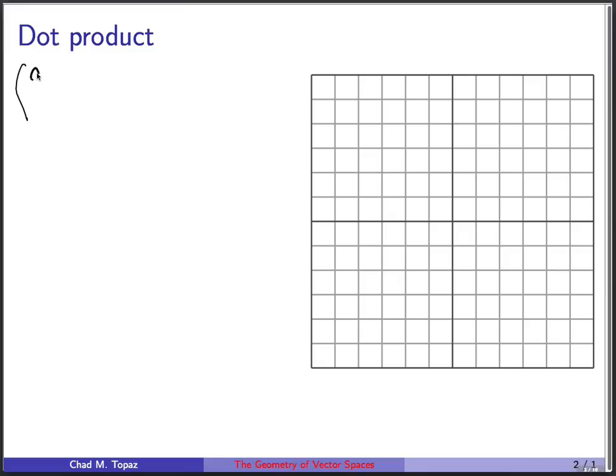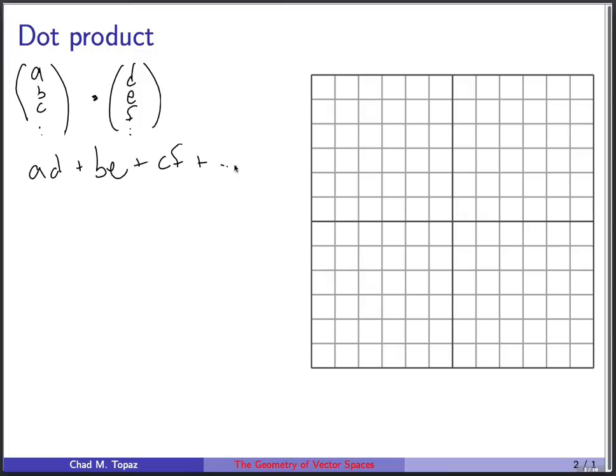If you have some vectors, this one is A, B, C, and so on, and this one is D, E, F, and so on, then the dot product of them is defined as, well, you multiply the first element, so that's A times D, and then you add it to what you get when you multiply the second element, that's B times E, and then you just keep going, plus C times F, and so on.